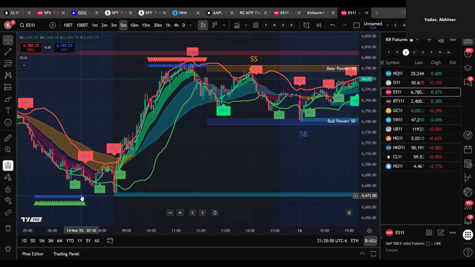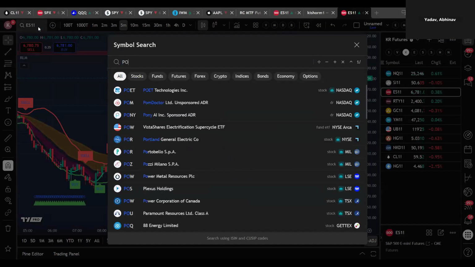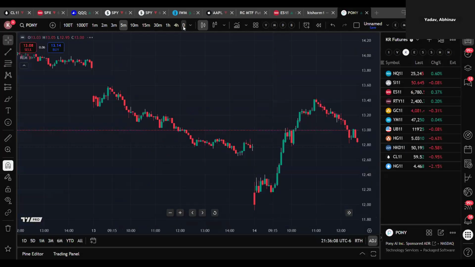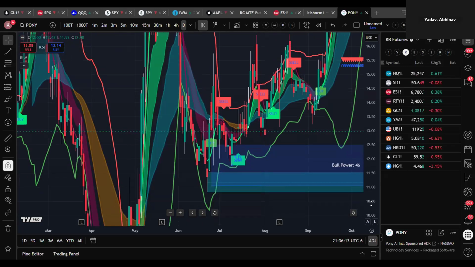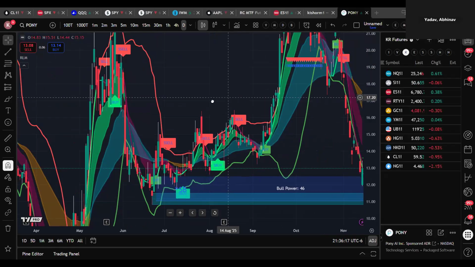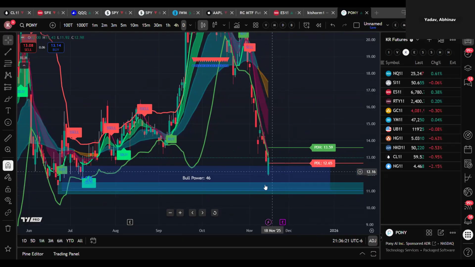Do you mind looking at PONY for me? PONY on daily, because it gave me a swing buy alert on Friday, but I don't see that being created. Yeah, still we don't have any reversal here.